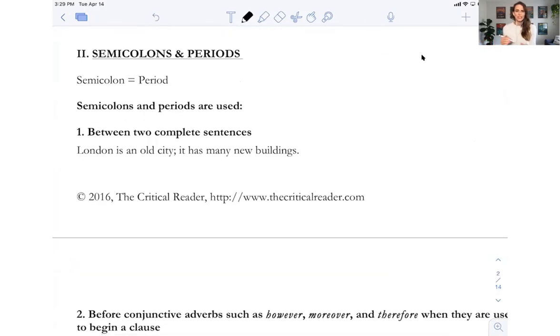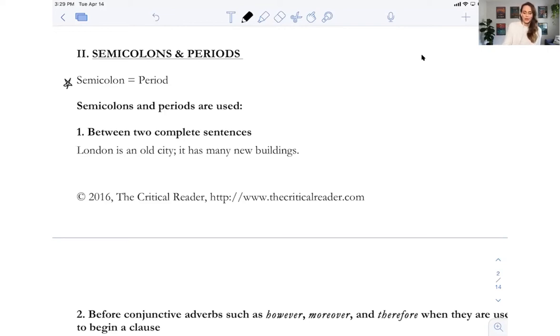So semicolons and periods. I teach students that semicolons equal periods. And during a workshop a couple months ago, I had a student raise his hand and he said, oh, semicolons equal periods? Are you sure about that? Is that always true? And I said, of course, it's always true. And he said that for every essay that he's going to write from that point on, he would put a semicolon instead of a period to end his sentences. And of course, that is not true.